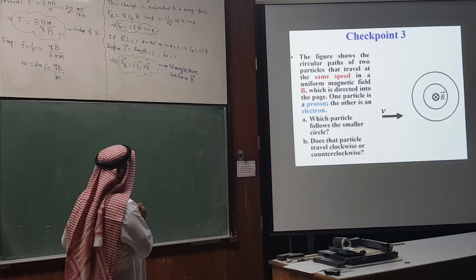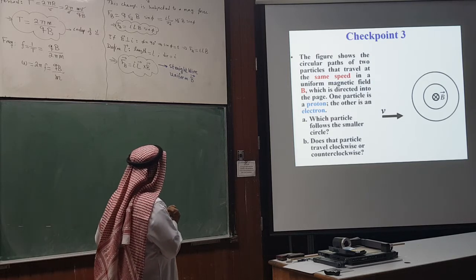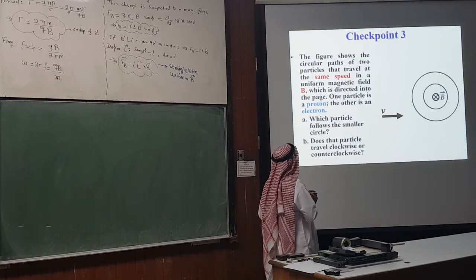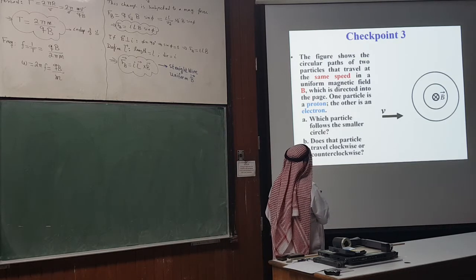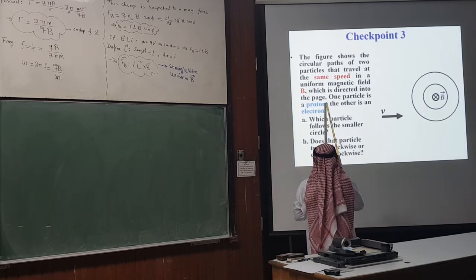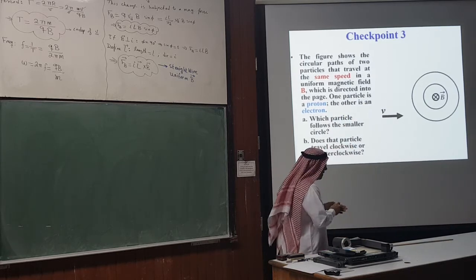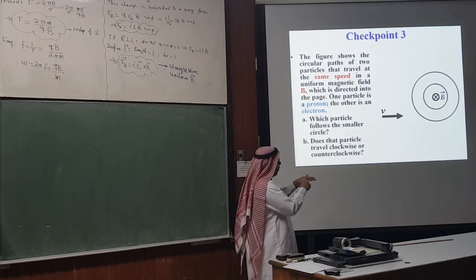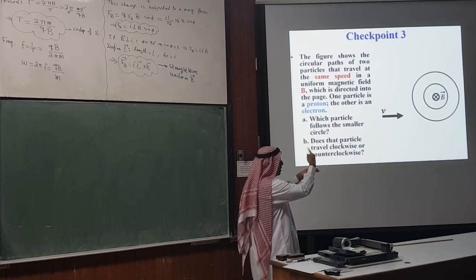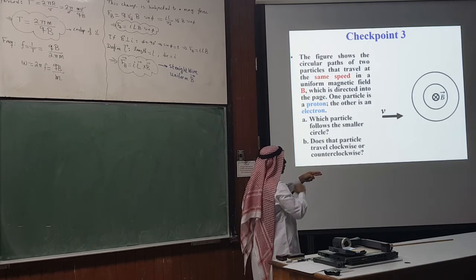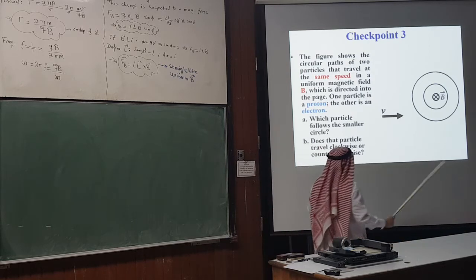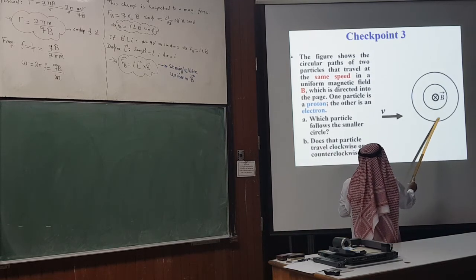Checkpoint 3 says the figure shows the circular paths of two particles that travel at the same speed in a uniform magnetic field B, which is directed into the page. One particle is a proton, the other is an electron. So we have these two particles coming together. We let them enter this region where we have a magnetic field going into the page. And what happens is they split. One of them follows a small circle, the other one follows a larger circle.